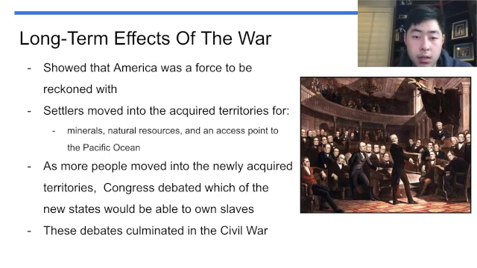As for another long-term effect, it was that many English-speaking settlers and migrants moved into the acquired territories, if only in search of minerals, natural resources, and an access point to the Pacific Ocean. And as for one more long-term effect, it was that as English-speaking people moved into the newly acquired territories, the slavery debate grew in volume, as Congress debated which of the new states would be able to own slaves. This debate culminated in the Civil War.